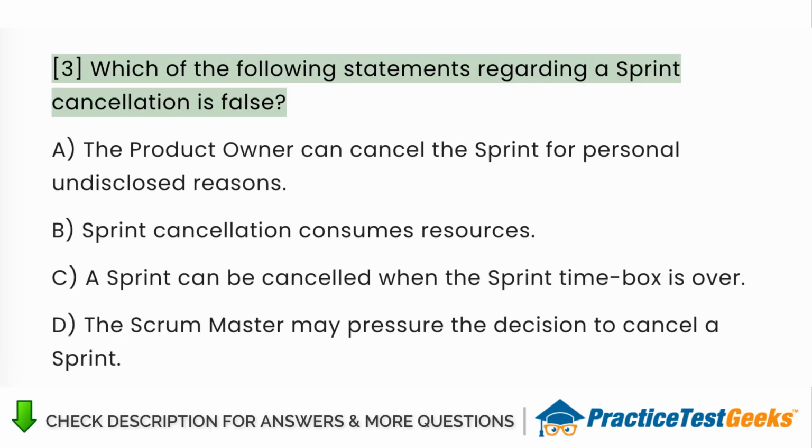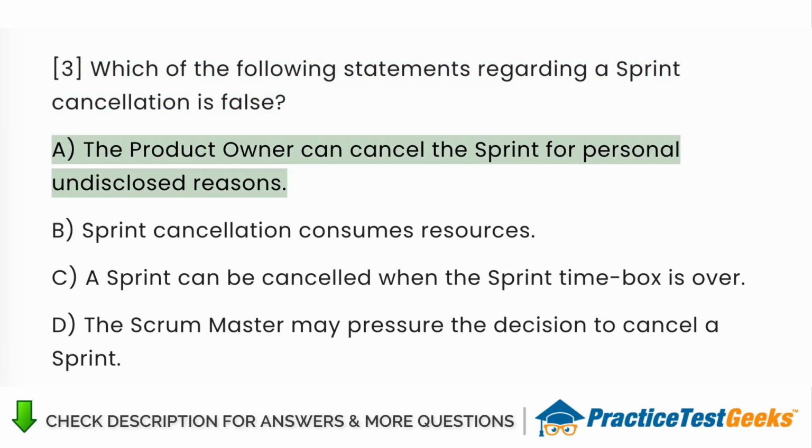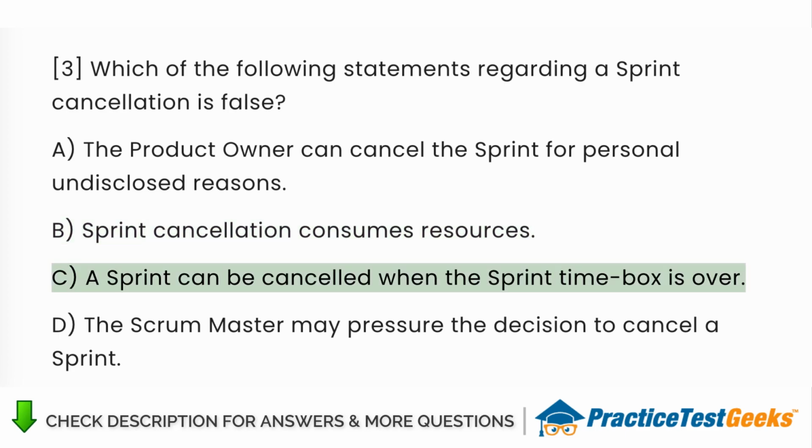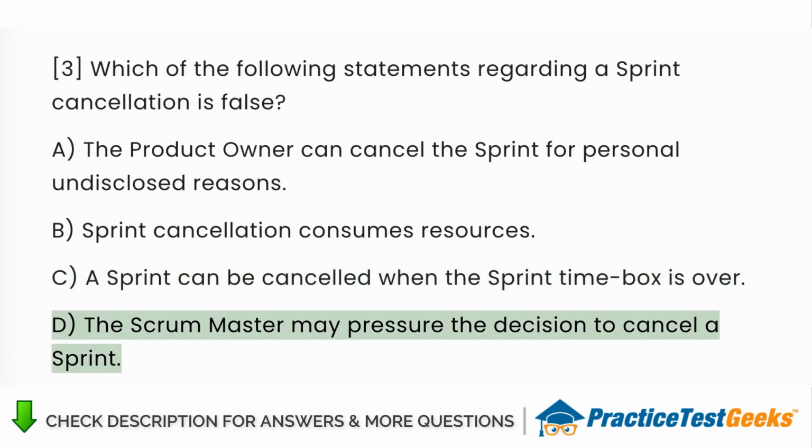Which of the following statements regarding a sprint cancellation is false? A. The product owner can cancel the sprint for personal undisclosed reasons. B. Sprint cancellation consumes resources. C. A sprint can be canceled when the sprint time box is over. D. The Scrum Master may pressure the decision to cancel a sprint.